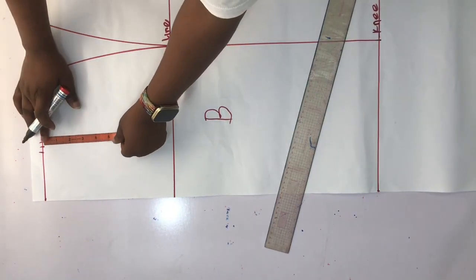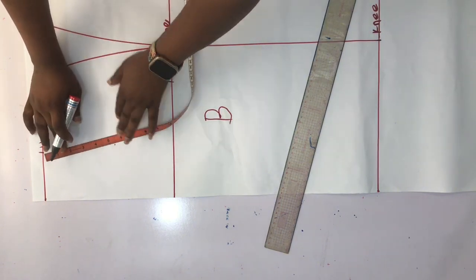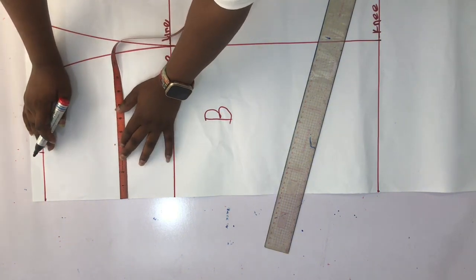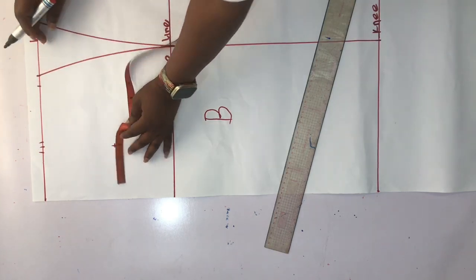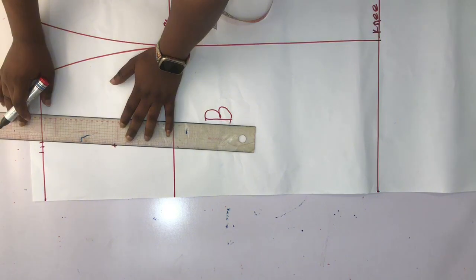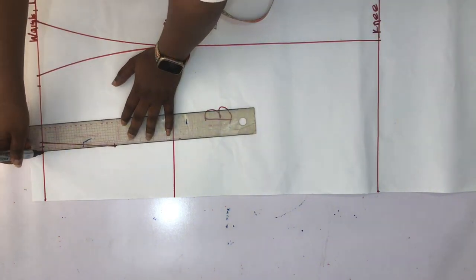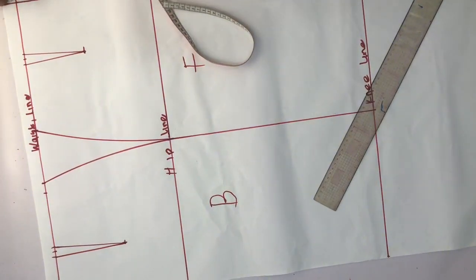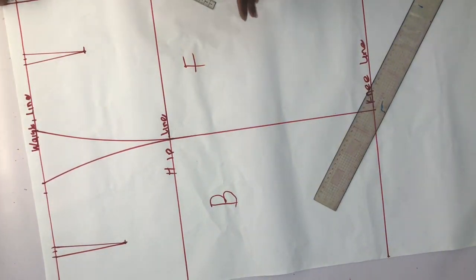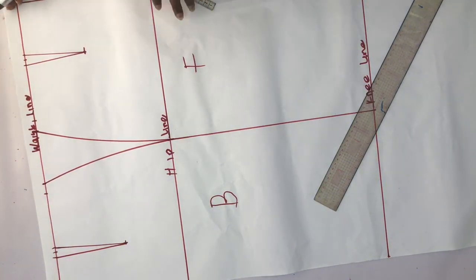Now the dart for the front is always shorter than the dart for the back. That is the reason why I went ahead to label, so that you are going to understand it better. For the front, the dart length is 4.5 inches, while for the back it is 5.5 inches. You can decide to use 6 inches, but I use 5.5 inches for this one. So you're going to measure your dart length and you connect it as seen.